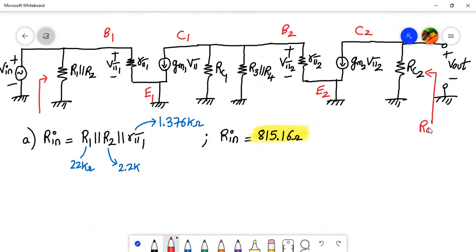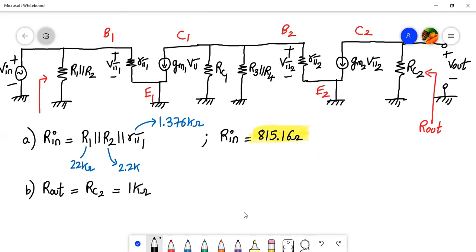So standing over here and looking into this, what we will see is RC2. Why don't we consider gm2 and V pi 2? The impedance offered by this current source will be infinite, meaning it will be open circuit. So the resistance looking from the output terminals towards the left hand side, you see only RC2. So it's very simple. R out is just equal to RC2.